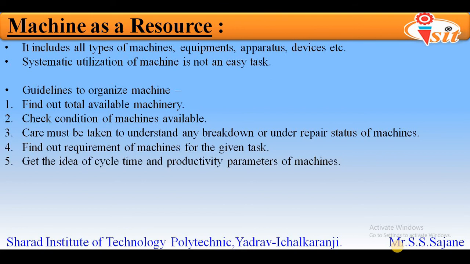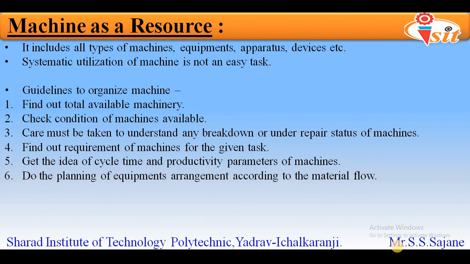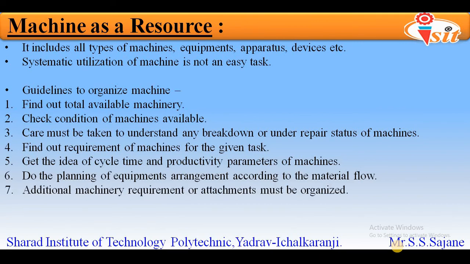So the main objective in this step is to make minimum transportation of the material and to make maximum utilization of machine. Apart from this, the supervisor will also have to think about whether some additional machineries are required, and if they are required, then he has to plan or organize those machines or attachments. And finally, as per the machine capacity, the supervisor has to plan the production activity. So this was all about organizing the machines.